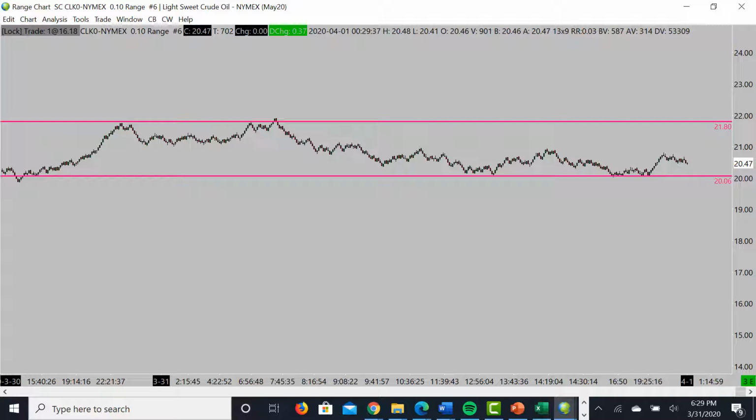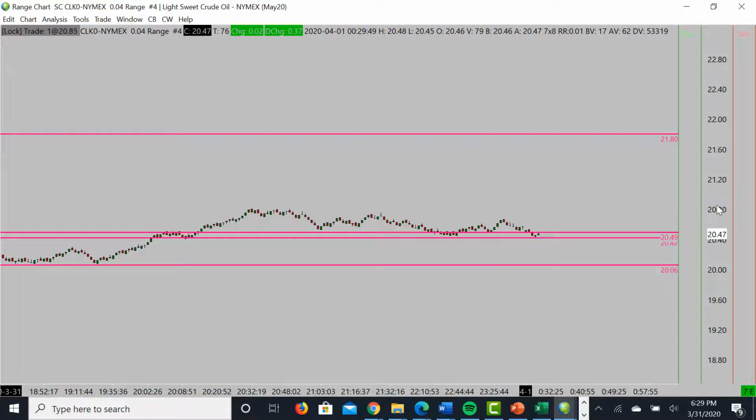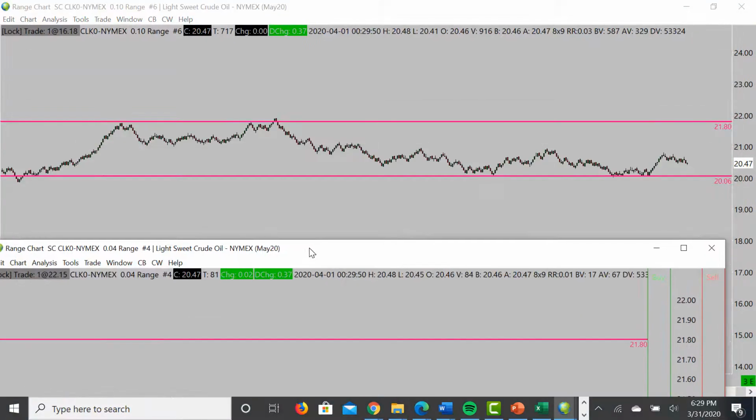Let's take a look at a 4 tick to get a closer view on this, just so you guys can see what we're looking for here on this level trade. So here on oil, you guys can see how we're kind of bouncing around these 2047s.